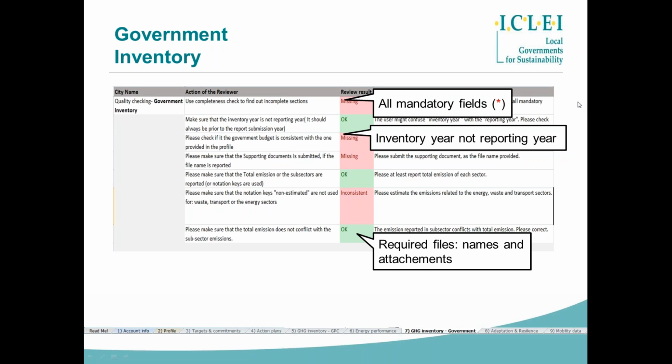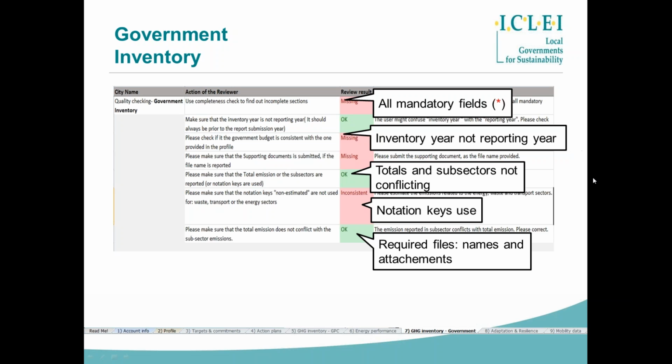We are also going to see that the inventory year is not the same as the reporting year, and that the totals and the subsectors are not conflicting. The notation is important, that they are not misused. For example, that they are not reporting only non-estimated. Also, the required files with the names and attachments, like in all the previous cases as well.